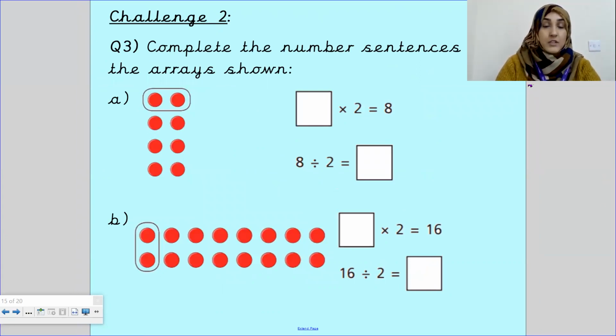Complete the number sentences for the arrays shown. When you're looking at the array, Morris class, remember the reason why the first one is circled is it's showing you are counting the amount of rows, okay, for A. For B, you are counting the amount of columns, okay? So just bear that in mind when you complete this question.